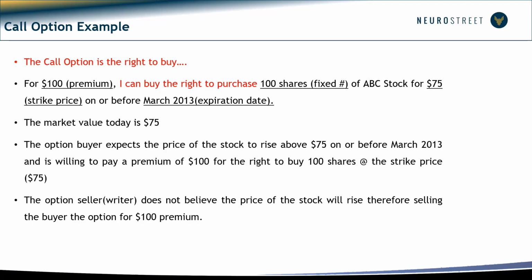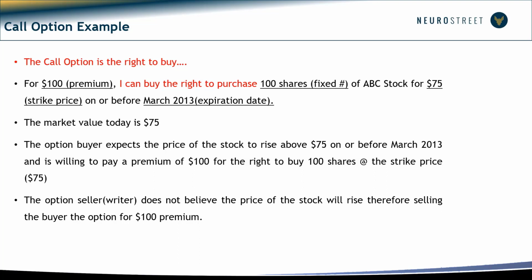So for a $100 premium, so the options contract costs $100, I can buy the right to purchase 100 shares. It's always a fixed number of shares with options. It's always one options contract equals 100 shares, okay? And so the concept here is I can buy the right to purchase 100 shares of the stock for $75 on or before the expiration date.